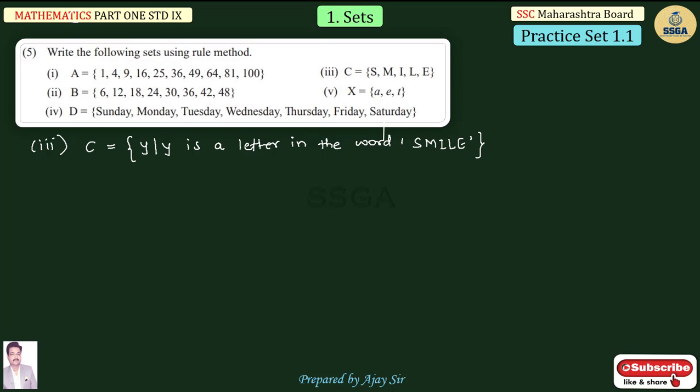So in this way we have to write that in the form of rule method. So y is any element in that set. Y take, x take, any of your choice, you can write in small letters. Now fourth one. See that fourth, D is a set. See that all the days are given. So Sunday, Monday, Tuesday, Wednesday, Thursday, Friday, Saturday, all these days of a week are given. So let us consider Z, any element you can write. Z is a set such that Z is a day of week.